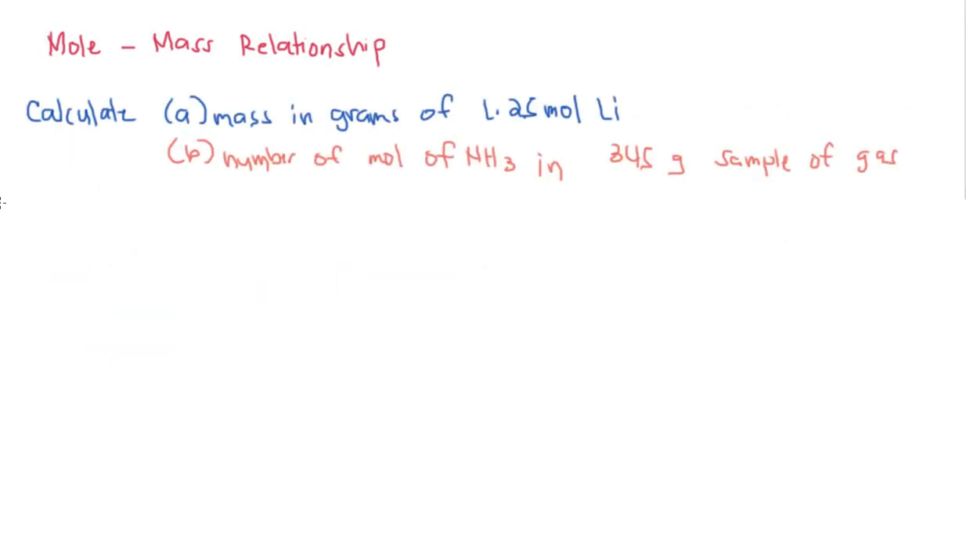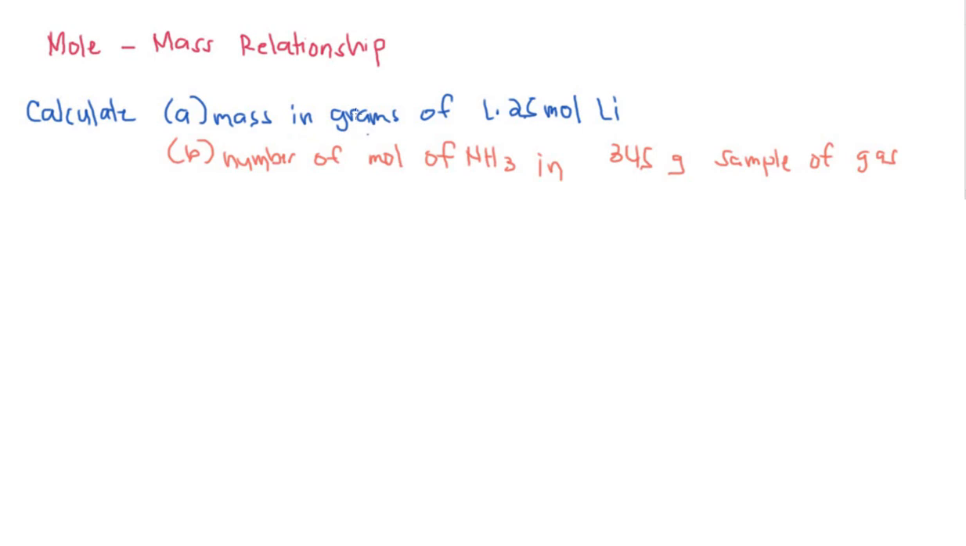We have to calculate letter A, the mass in grams of 1.25 moles of lithium, and letter B, the number of moles of NH3 in a 345 gram sample of gas. The sample of gas here is our NH3, since ammonia is an example of a gas. First, let's start with letter A. These two are different problems, not together, so let's do letter A first.